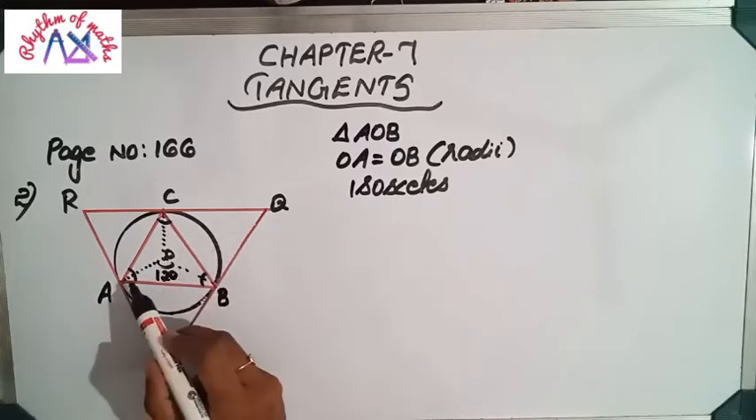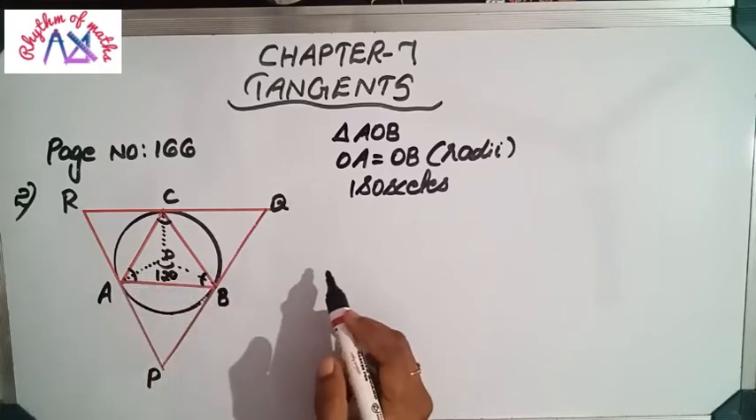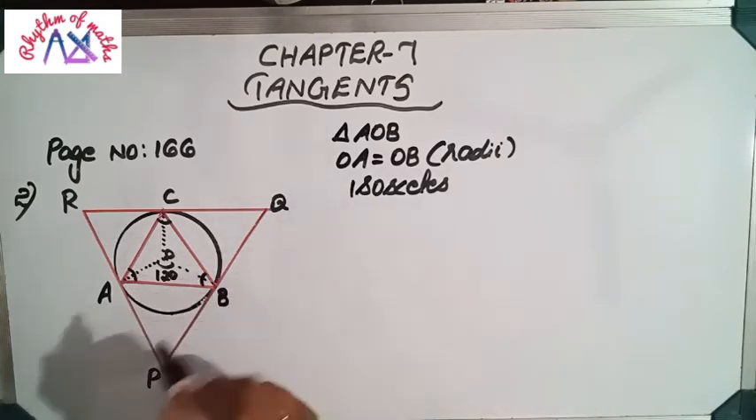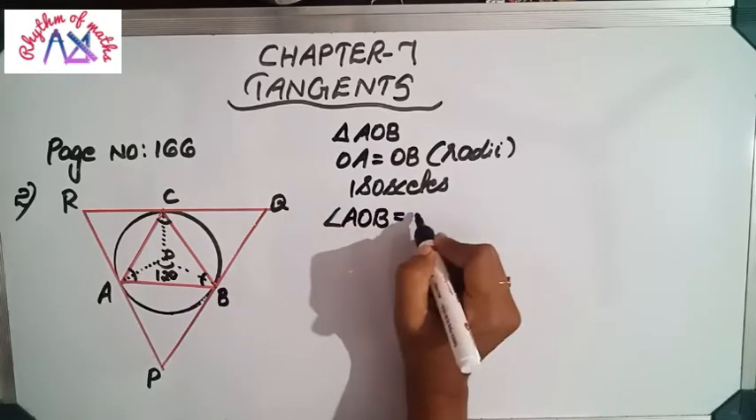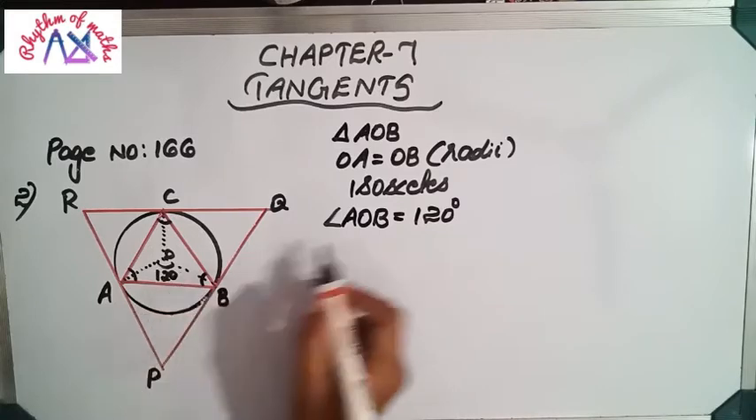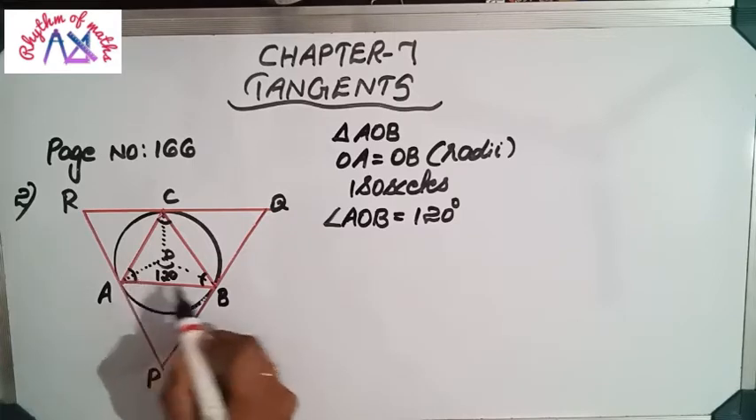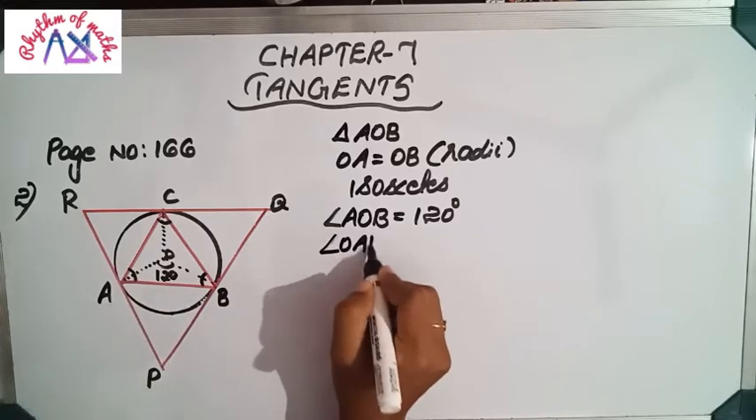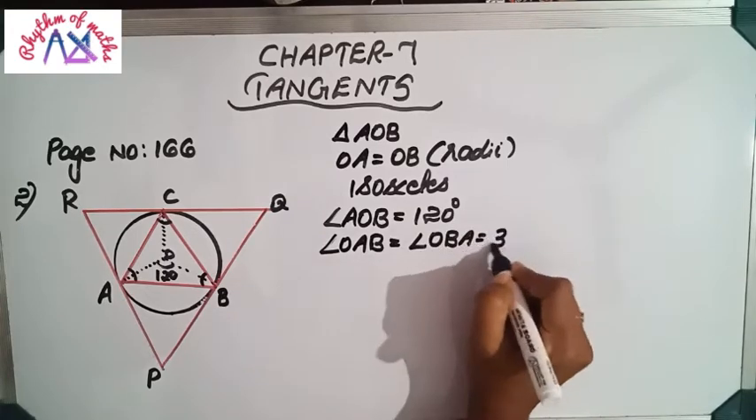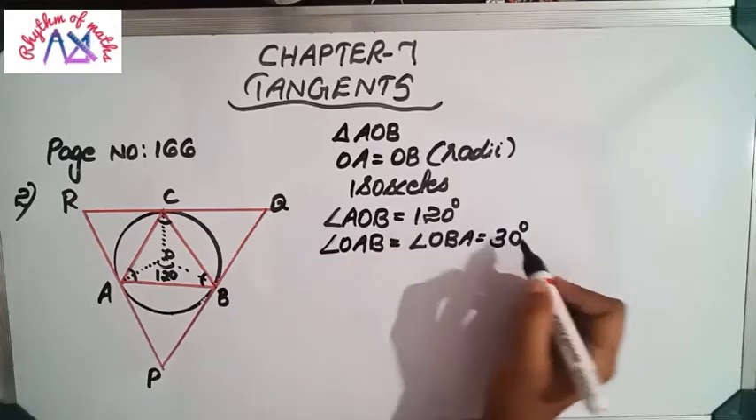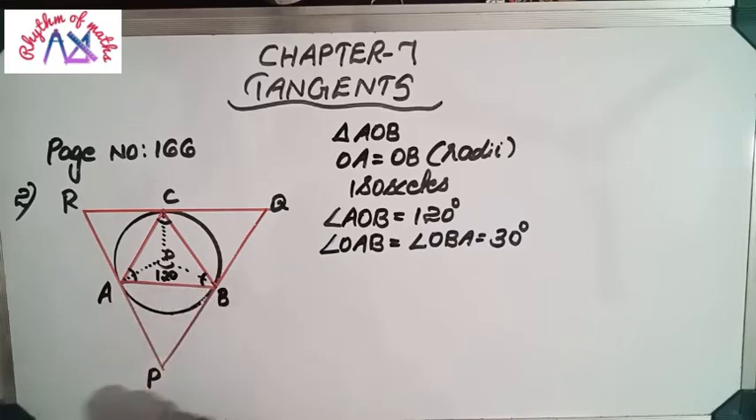Or you can subtract these two angles. Here the total is 60 degrees, so these two will be the same, that is 30 degrees. Any concept you can apply, no issue. So angle AOB equals 120 degrees, by the central angle concept. Otherwise, 180 minus 120, halved: angle OAB equals angle OBA equals 30 degrees, because it is an isosceles triangle. So here 30, here also 30.